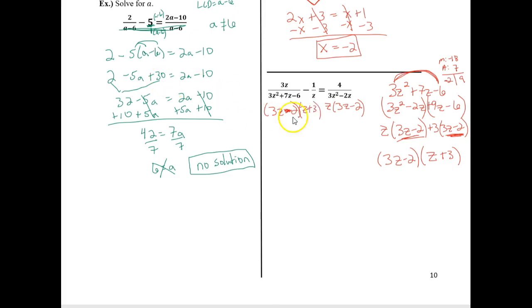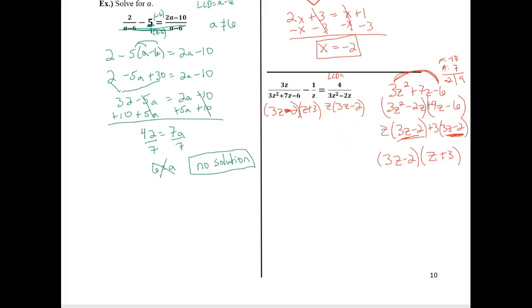Alright, now that I have all of my denominators factored, I can identify the LCD, the least common denominator. The LCD here, these are all distinct factors, meaning 3z minus 2 and z plus 3 and z are all different factors, right? I have a 3z minus 2 in common, but I only need one. This only has one factor of 3z minus 2, and this one only has one factor of 3z minus 2.